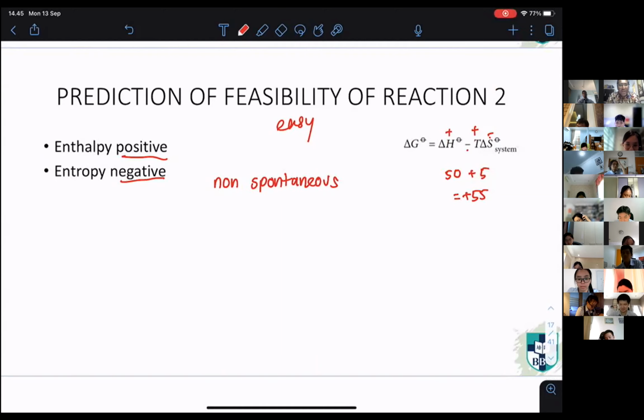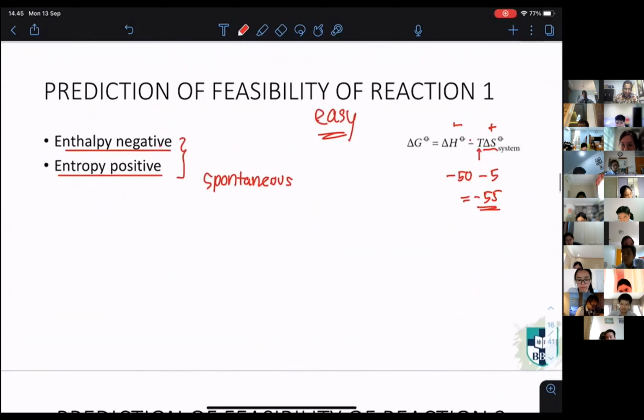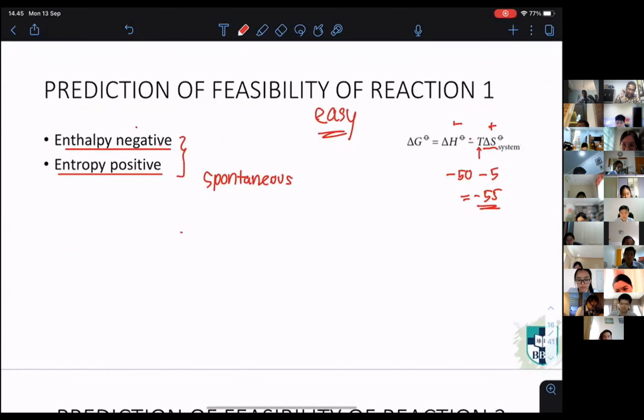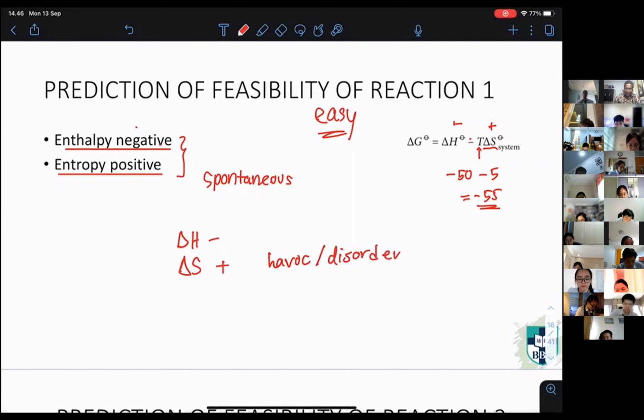What is the easiest way to remember? This one, you see here, enthalpy negative, delta H is negative, which is going to be exothermic. Entropy is positive. It means they are in a havoc manner, in a very disordered manner, disorder. And then temperature is going to be very hot. They like to move around. Of course, the reaction will happen spontaneously.